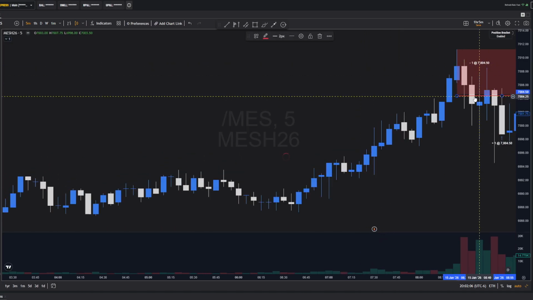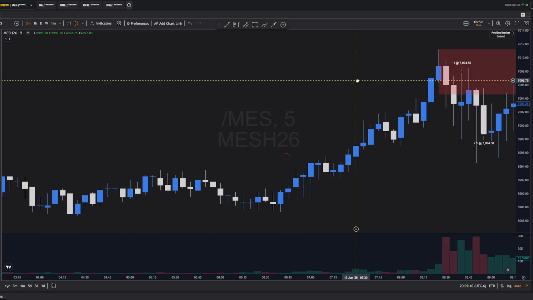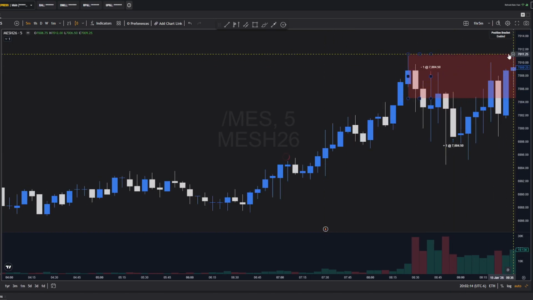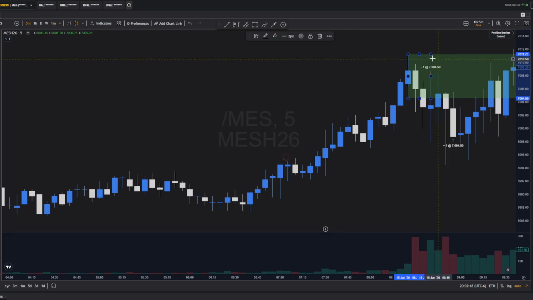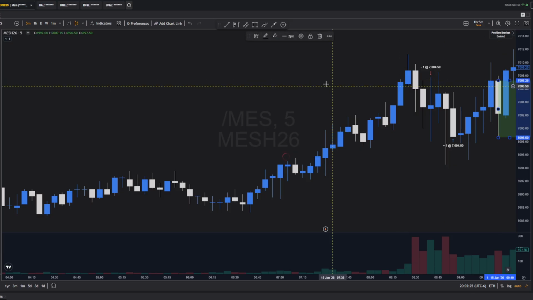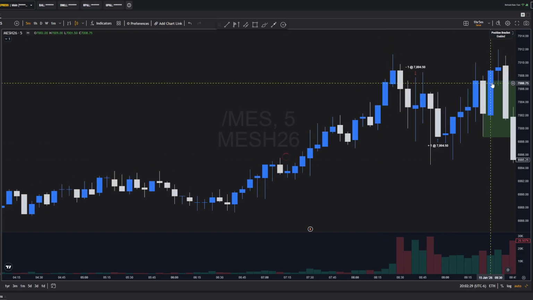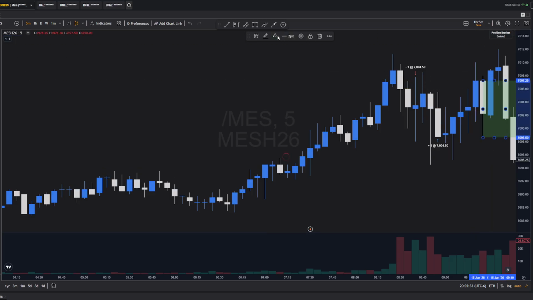So now we'll keep moving forward in time. Here, we break this supply. So now we're going to swap it around. We're looking at this demand here. This is a pretty big zone, but that's the area we're looking. Break it. Okay, we have to swap it around again. This happens. This is reading price action.